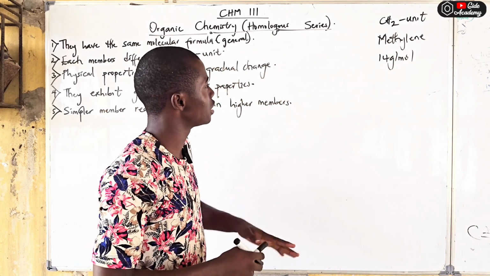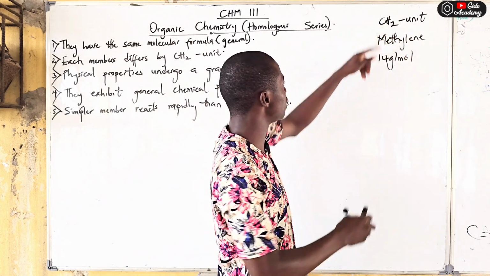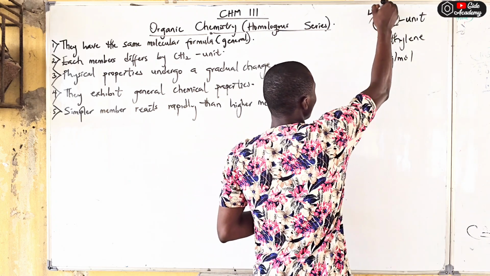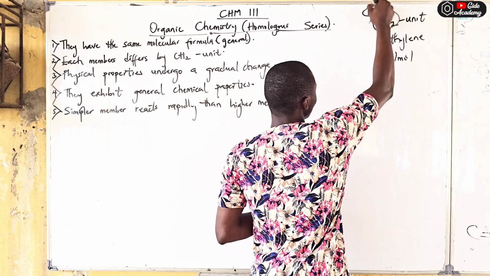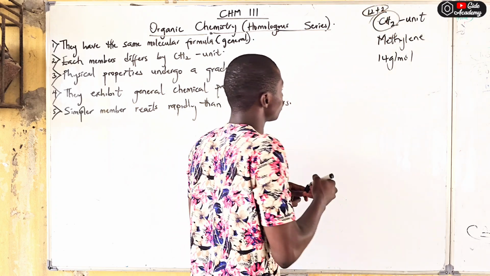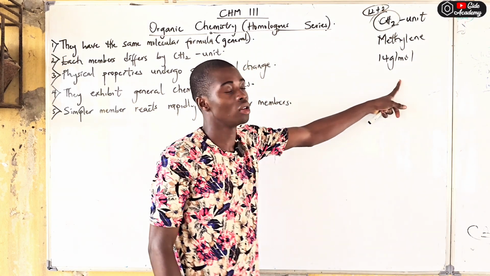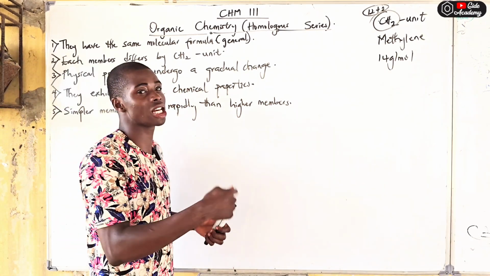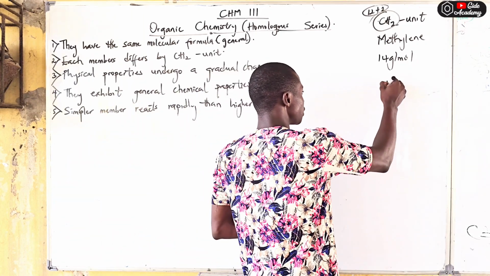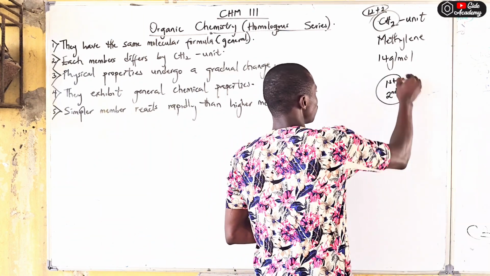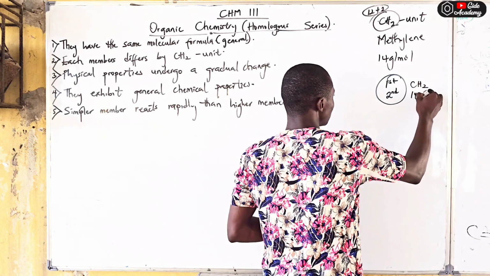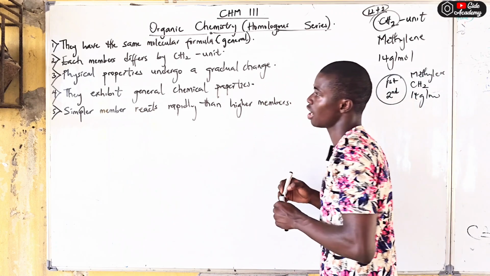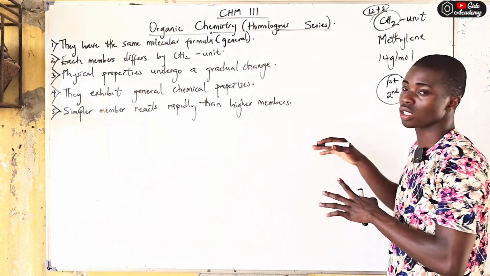So successive members differ by a CH2 unit, and the meaning of this CH2 is called what? Methylene. The carbon atom is 12, and hydrogen is 1 times 2, so 12 plus 2 gives us 14. So that's how we came about this 14 grams per mole. So we believe that homologous series are a family of organic compounds whose successive members, for example, the difference between the first member and the second member is either a CH2, 14 grams per mole, or methylene. This is actually an examination question. So please, anyhow the question comes in, make sure you are able to tackle it so well.